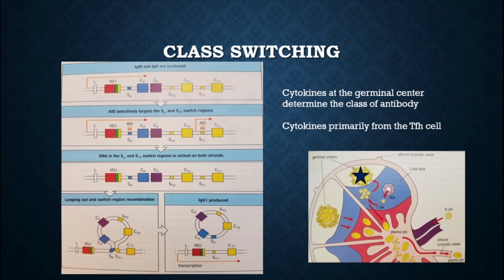All right. It is at this time that they undergo class switching. We talked about class switching, we talked about antibodies. This is what allows a B cell to produce IgA, IgE, and IgG rather than IgM and IgD.